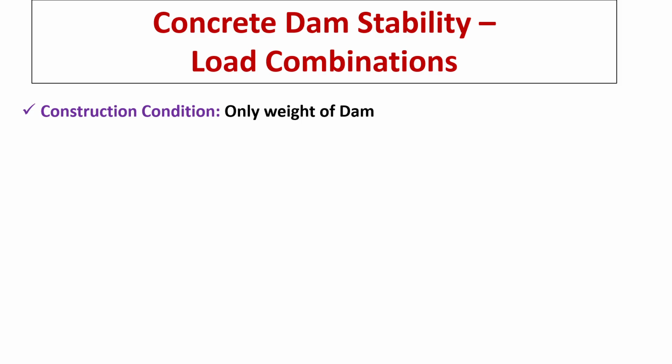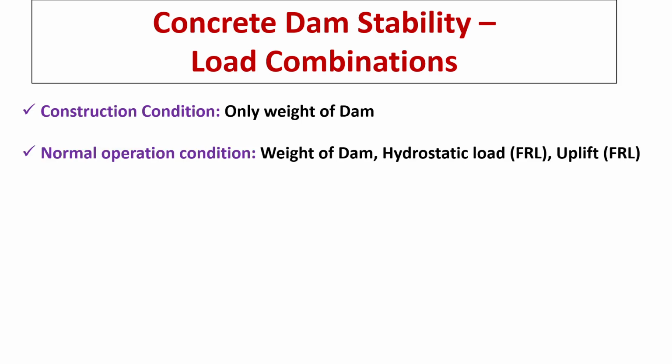Stability is checked not only at the interface of rock and concrete, but also, if required, stability checks need to be done at different levels. So in the construction condition, only weight of dam is considered. Similarly, the next condition is normal operation condition, that is, dams are built to store the water. Closing all the gates, dam owners are able to retain the water in reservoir at full reservoir levels as per reservoir rule curves to meet the expected demands.